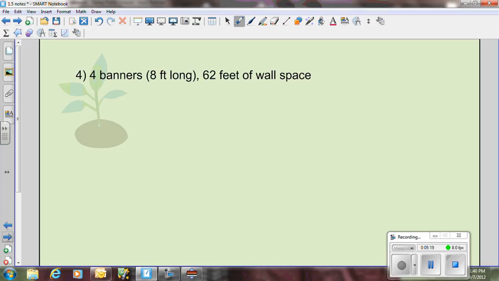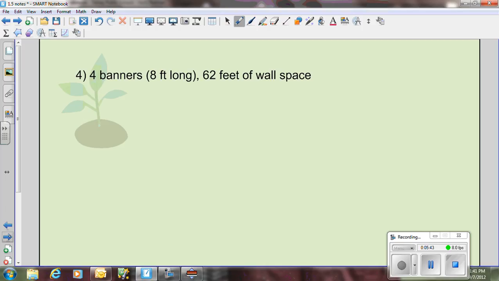Okay, we're going to have some story problems. And here's this one. We have a wall that's 62 feet long. I have 4 banners. Each one is 8 feet. I want to space them evenly on the wall.